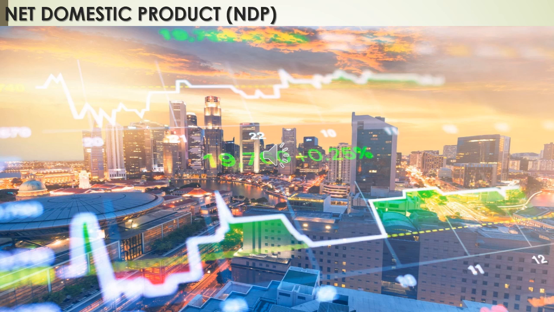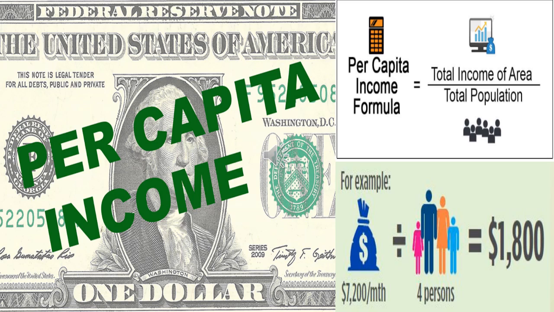Net domestic product is GDP minus depreciation. So gross domestic product minus depreciation, that is NDP. Now, per capita income, or output per person, is an indicator to show the living standard of people in a country.